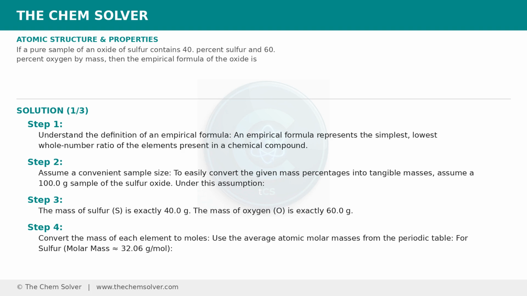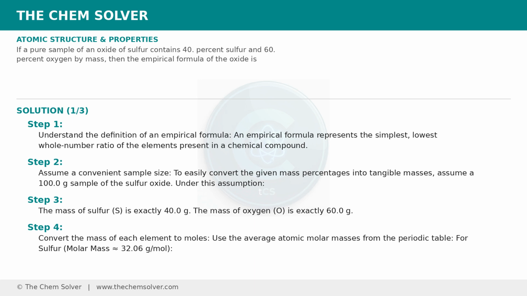Understand the definition of an empirical formula. An empirical formula represents the simplest, lowest whole number ratio of the elements present in a chemical compound. Assume a convenient sample size. To easily convert the given mass percentages into tangible masses, assume a 100.0 gram sample of the sulfur oxide.